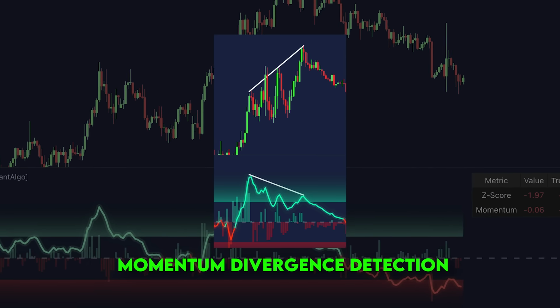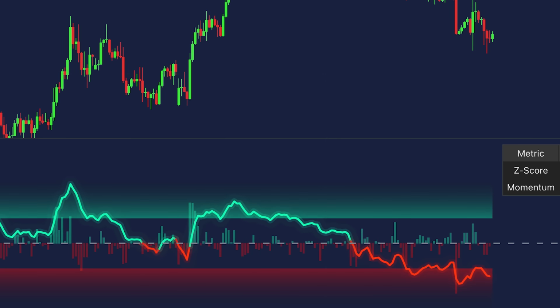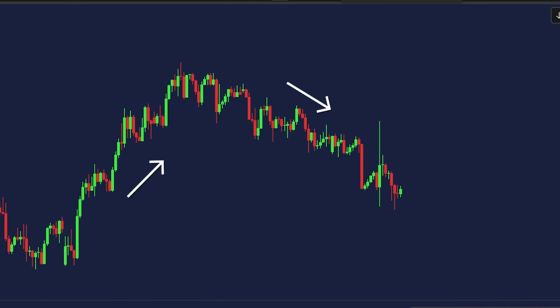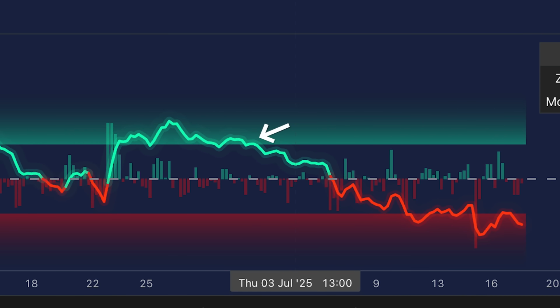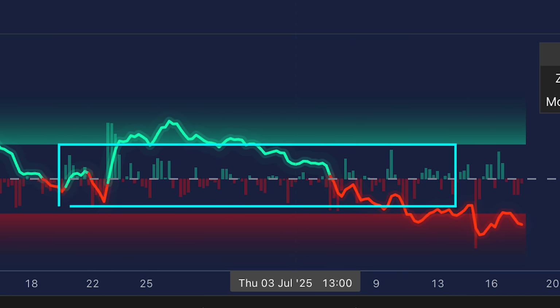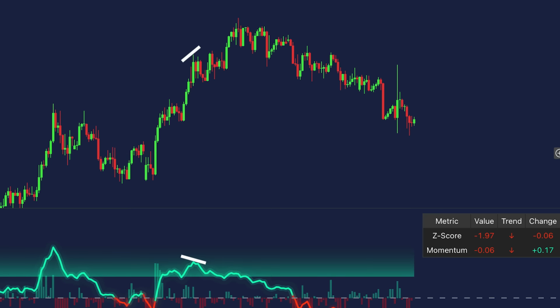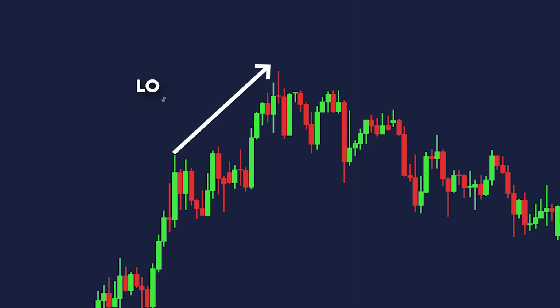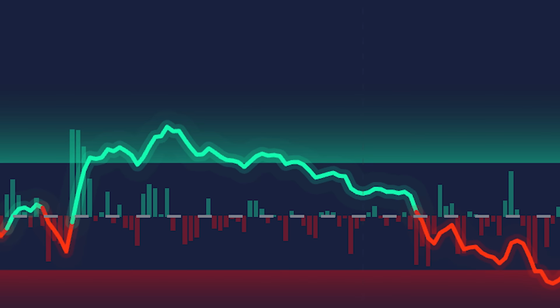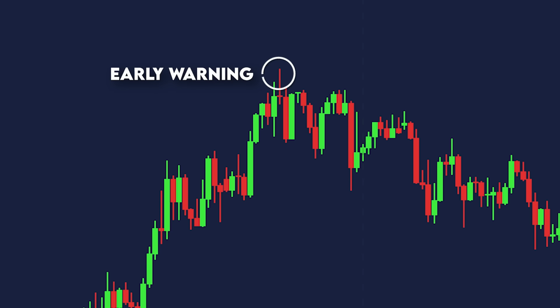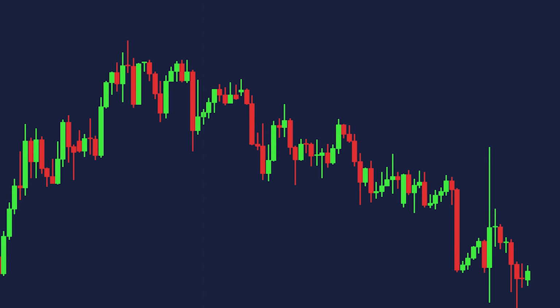Number 2, momentum divergence detection. This advanced application uses statistical analysis to spot divergences before they become obvious. Start by monitoring both the Z-score line and the momentum columns for conflicting signals. When price makes new highs but the Z-score shows lower peaks, you're seeing statistical divergence, which means the move is losing mathematical strength. The momentum columns will often confirm this by showing weaker green readings despite higher prices, giving you early warning of trend exhaustion 10 to 15 candles before traditional indicators catch it.